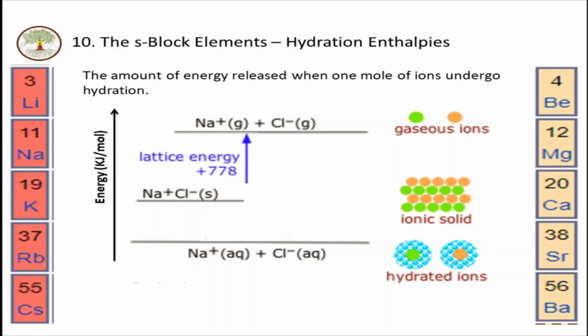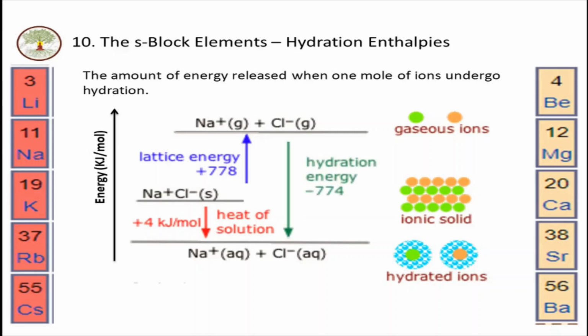Here the lattice enthalpy of sodium chloride is 778 kJ per mole. The energy difference between the hydrated form and ionic solid form of sodium chloride is called the enthalpy of solution, which is 4 kJ per mole in this case. And finally, the energy difference between the ionic gaseous and hydrated form of sodium chloride is called the hydration enthalpy.